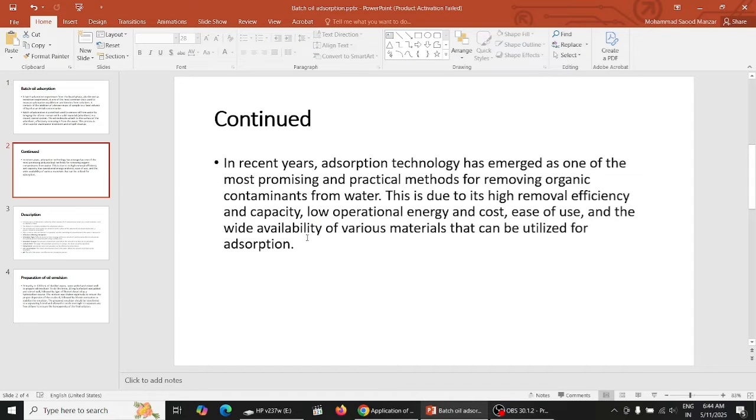Now in continuation, we all know that adsorption is a promising technology, okay, and this is widely used and also adopted as a practical method for eliminating organic contaminants from water. This is because of its high removal efficacy or efficiency or adsorption capacity and low operational energy and cost, and also it's widely acceptable because the materials that are used for adsorption are mostly low cost.